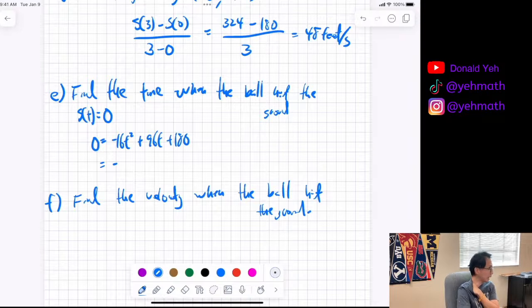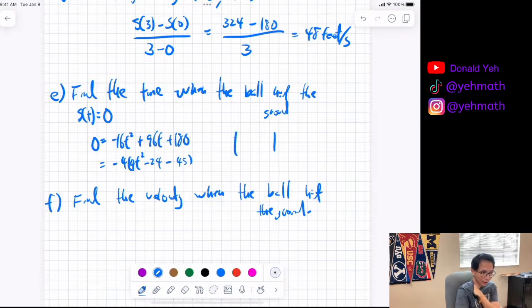Because you have no calculator and you don't want to use the quadratic formula. 8? I don't think you can factor out 8. 4? So what happens if you factor out 4? You're going to have 4 plus, I think, negative 24, right? And minus what? 45?